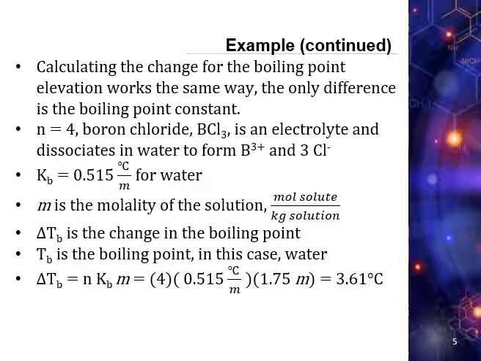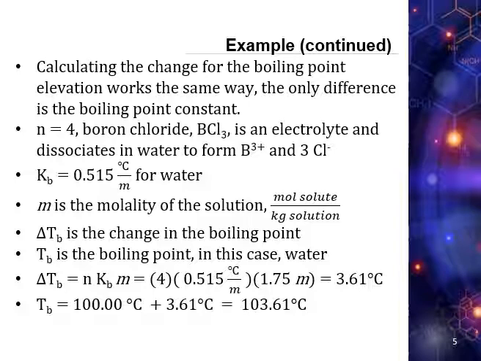The change in the boiling point is N, which is 4 because boron chloride is an electrolyte that dissociates in water to form 4 particles, times the boiling point constant, which is 0.515 degrees Celsius per mole solution, times 1.75 mole, which was given in the problem. The change in the boiling point is 3.61 degrees Celsius.